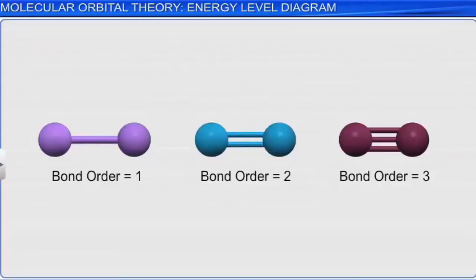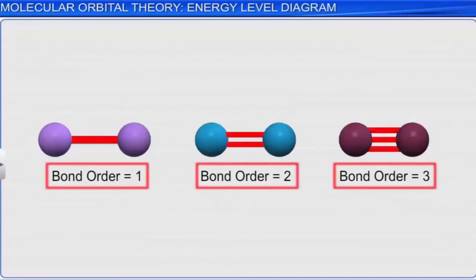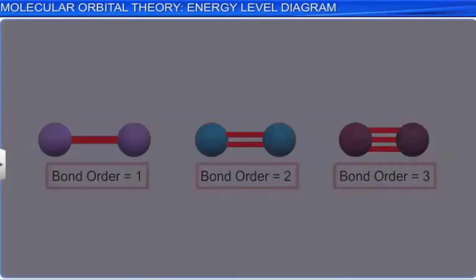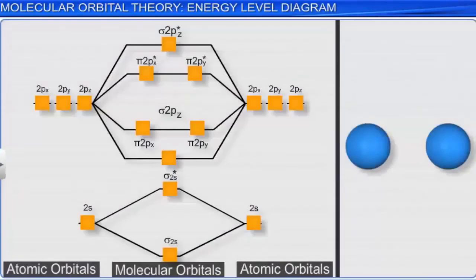As we know, the number of bonds between a pair of atoms is called the bond order. In terms of molecular orbitals, to calculate the bond order, we assume that two electrons in a bonding molecular orbital form one bond, and that two electrons in antibonding molecular orbitals cancel the effect of one bond.